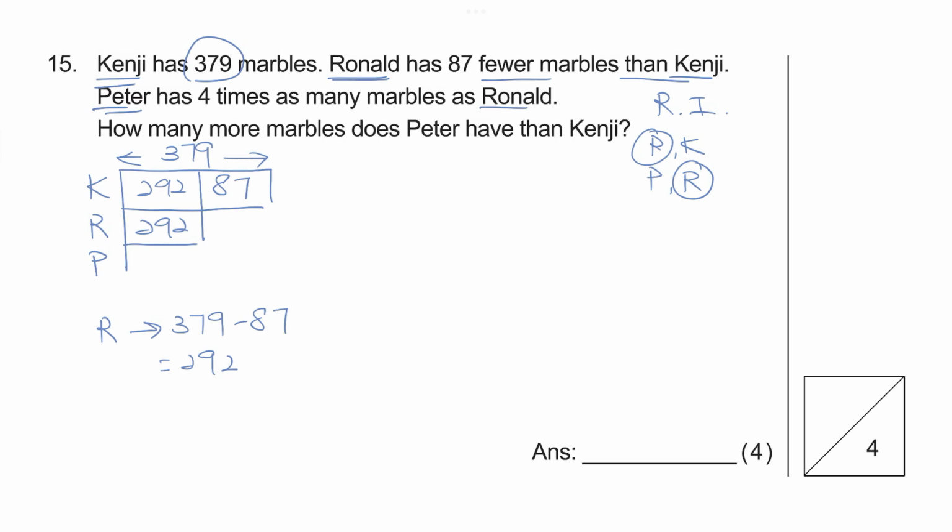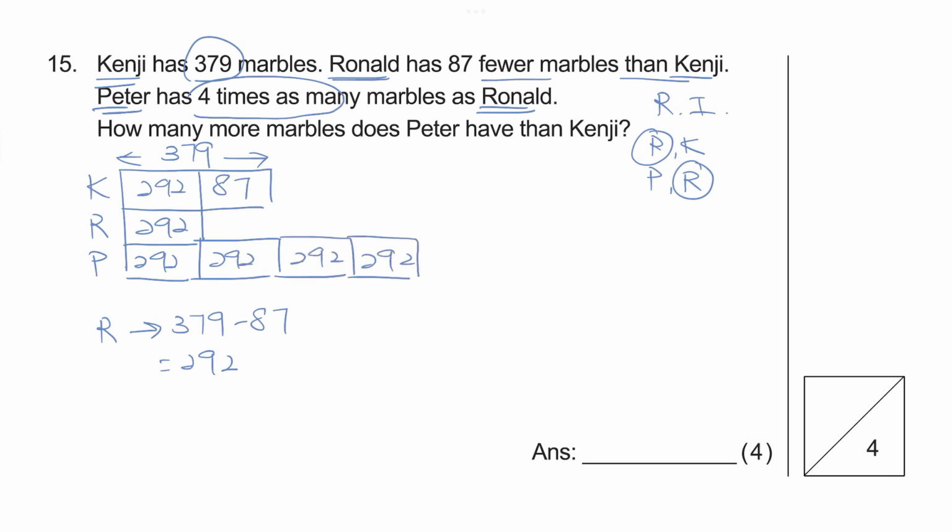Peter has 4 times as many as Ronald. That means whatever amount Ronald has, Peter will have that amount, but even more. So, we draw Peter's model of what Ronald has, 292, 4 times. Once the relationship between all the persons and the number of items is laid down clearly in the model, the problem becomes much simpler now. Peter has 4 times 292 equals 1168.